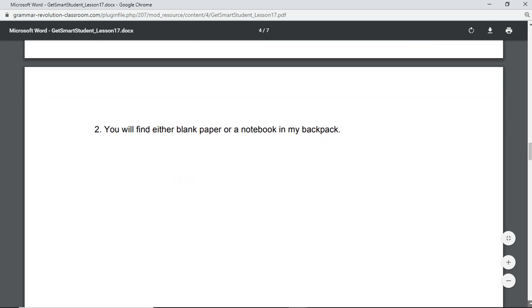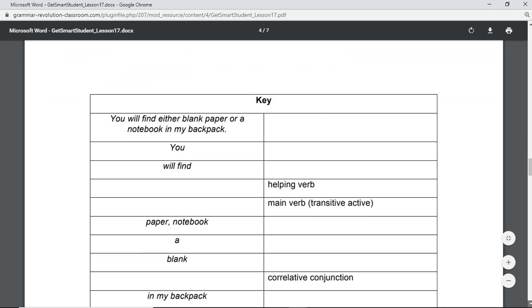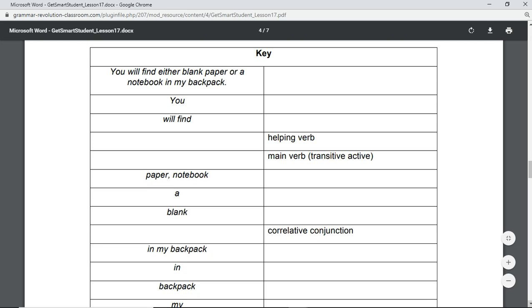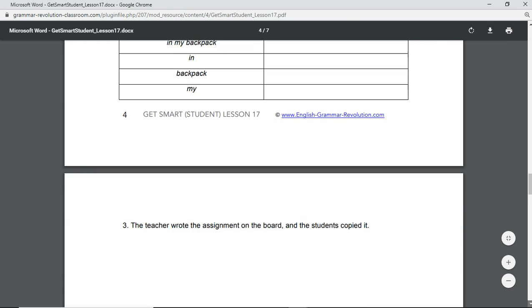Number 2. You will find either blank paper or a notebook in my backpack. Here's the key. I'll have to make it a little smaller so you can get it all on one screen, it looks like. Pause the video, give that a write out. Good. Let's go down to number 3.